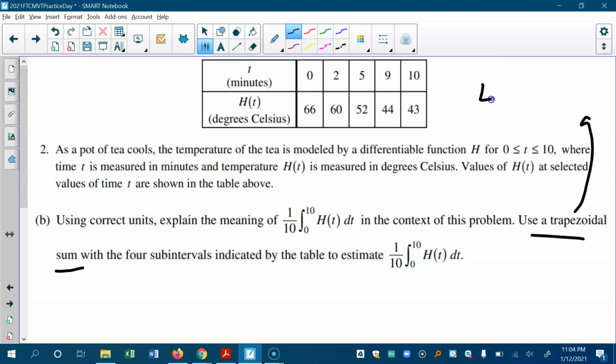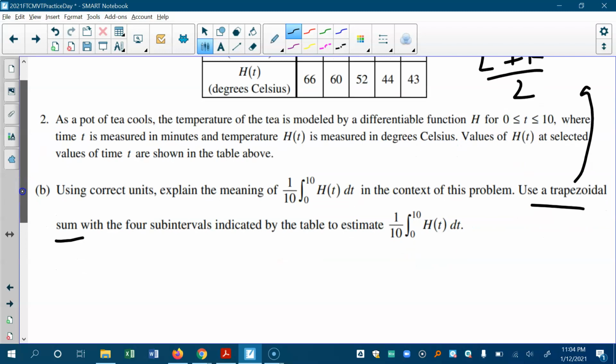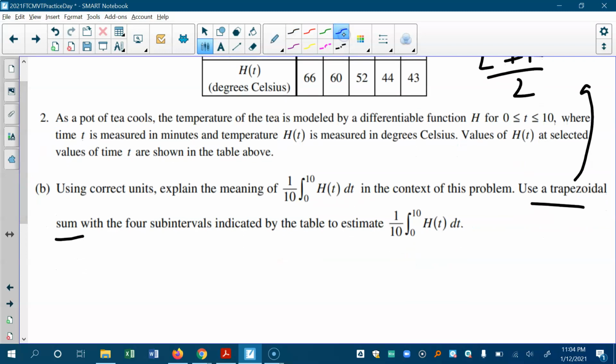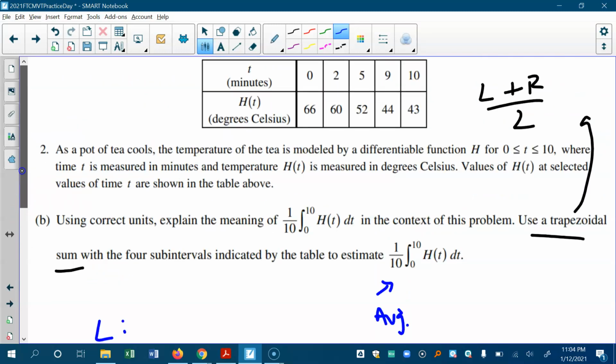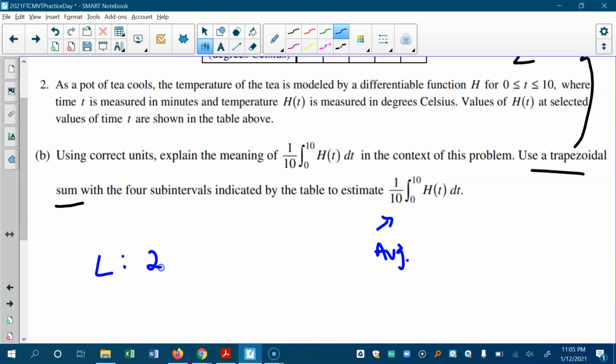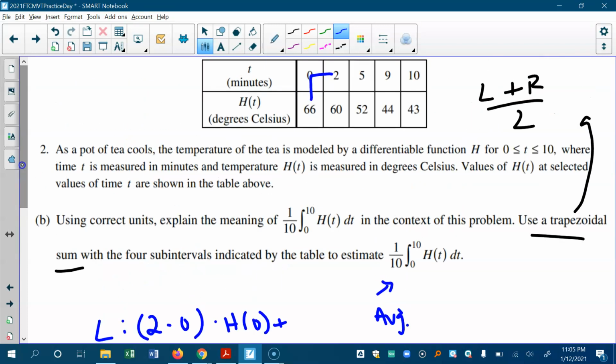A trapezoidal sum is equal to the left sum plus the right sum divided by 2. Notice also that this is 1/10 in front. The 1/10 implies that we're looking at an average here. So what I'm going to do is find a left sum. Left sums are found by doing 2 minus 0 times 66, plus 5 minus 2 times 60. And by the way, I need 4 subintervals. So you will see 4 calculations here.